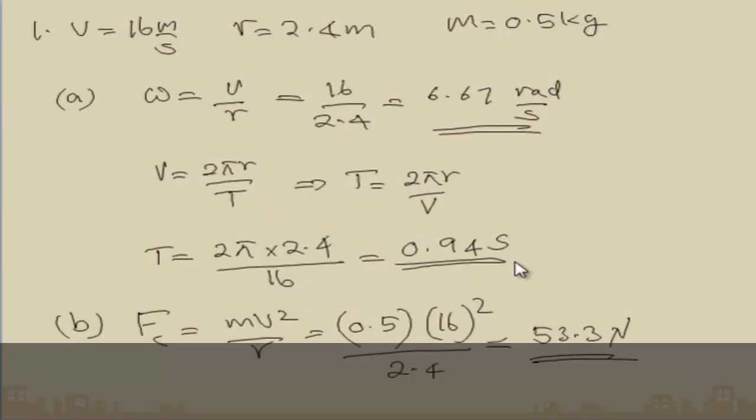That's the period. Part B, to find the force, we use the equation Fc equals m v squared over r. Mass is 0.5 kilograms, velocity is 16 meters per second, and the radius is 2.4 meters, and that gives us 53.3 newtons. So that's the centripetal force. That's the force in the direction of the center.